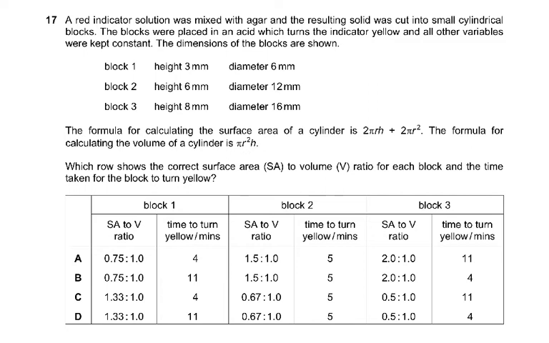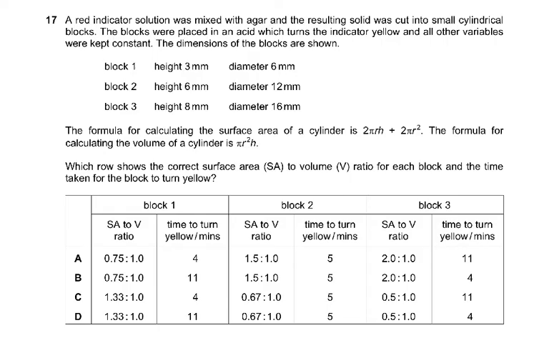Question number 17. A red indicator solution was mixed with agar and the resulting solid was cut into small cylindrical blocks. The blocks were placed in an acid which turns the indicator yellow, and all other variables were kept constant. Dimensions of the blocks were shown: block 1, height 3 mm, diameter 6 mm; block 2, height 6, diameter 12; block 3, height 8, diameter 16.